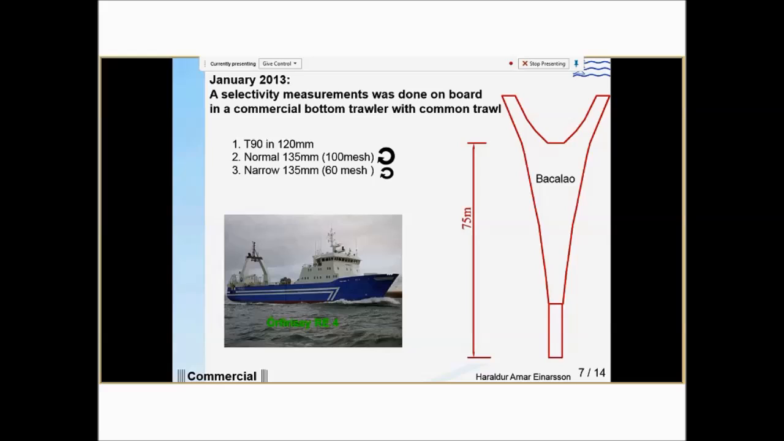This is 100 meshes around. This is a normal codend like they are using in the fleet. We made a false seam on the codend, the very same codend, to make it a bit narrower. So it was only 60 meshes around, but it was the very same codend. I'm not going to show you the results from the T19 codend because it's not inside this story I'm telling you now. You can ask me later. I will show you the results from these two here.